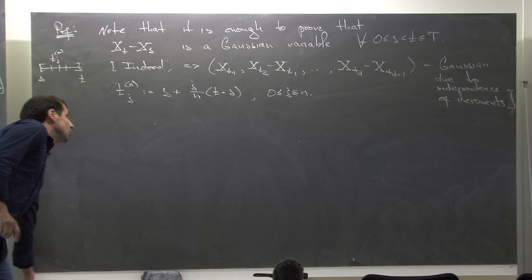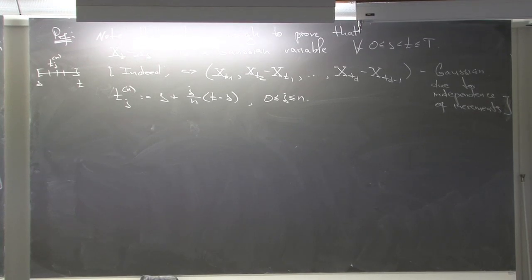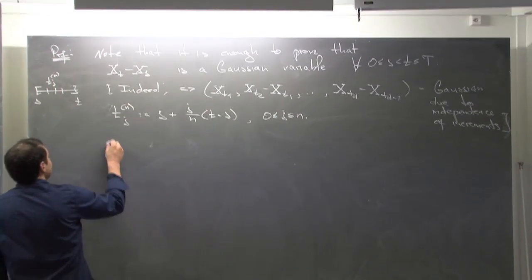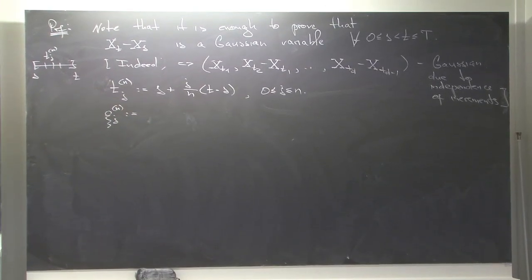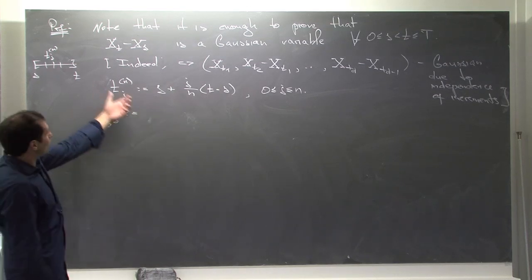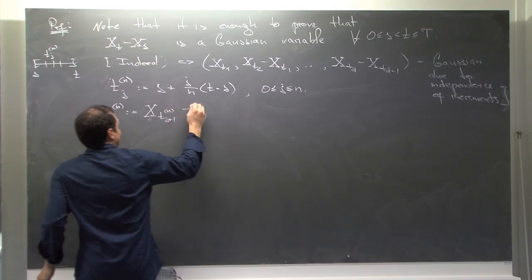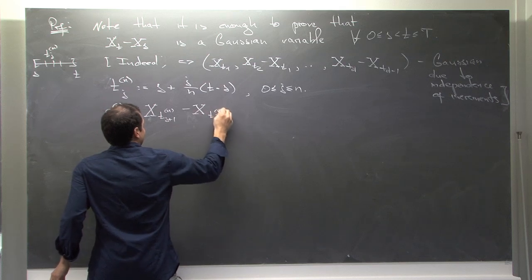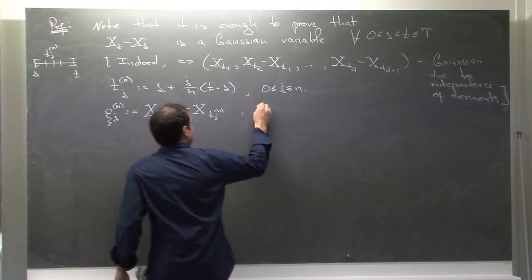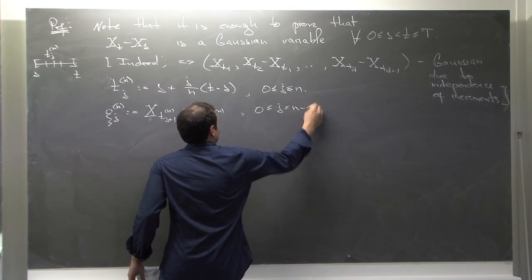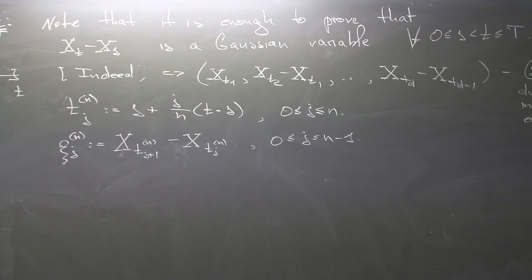Then, of course, the idea is to say that the increment over ST is just a sum of many independent increments. So let me introduce this random variable, which is just an increment, the increment over this small segment. This is just the notation, nothing happens.